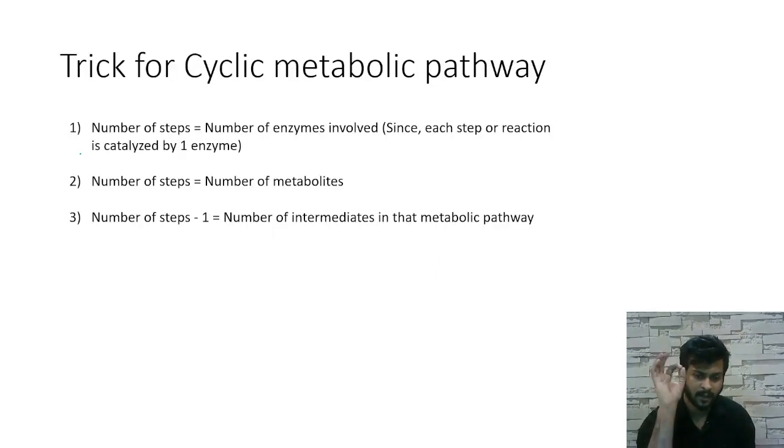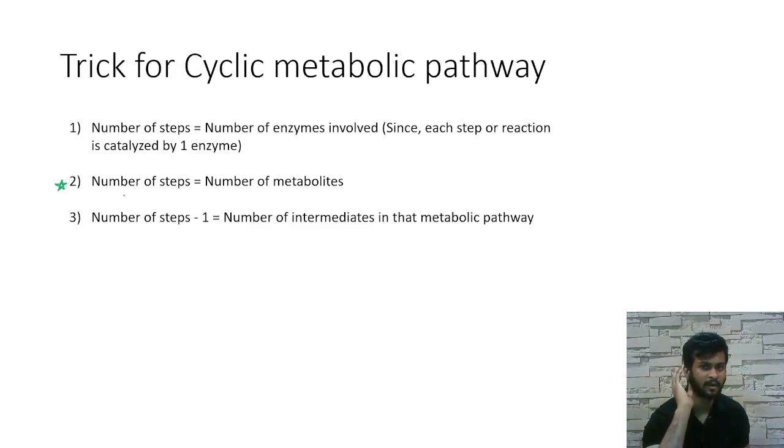Trick for cyclic metabolic pathway. Number of steps equals number of enzymes involved, because each step will be catalyzed by a specific enzyme. Number of steps equals number of metabolites. This second point is different for cyclic.